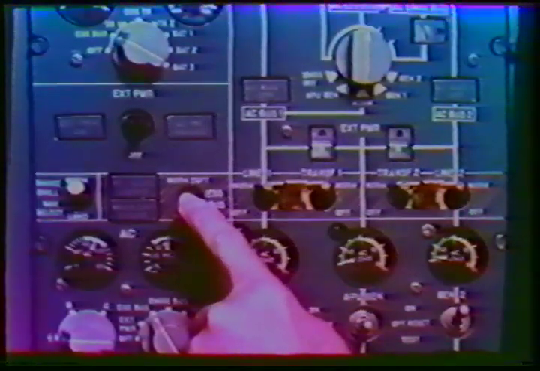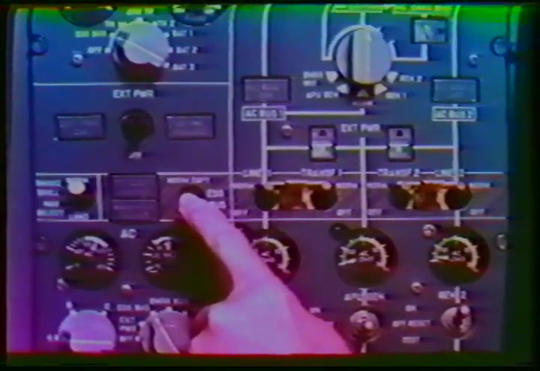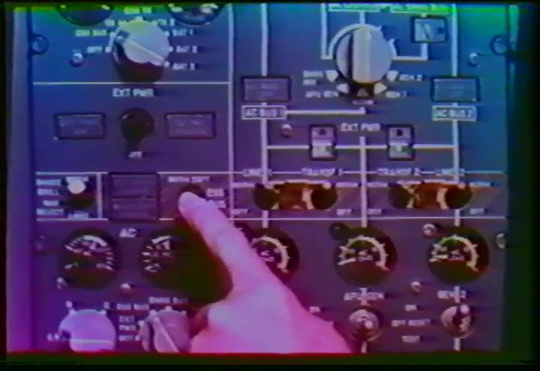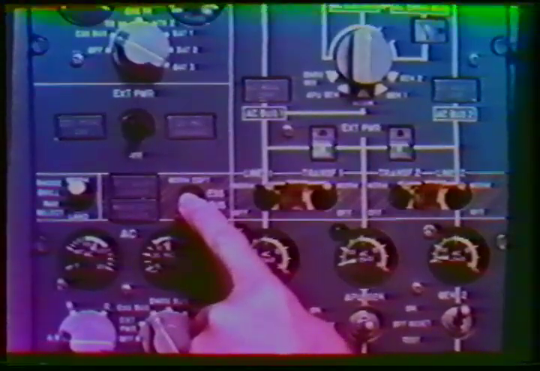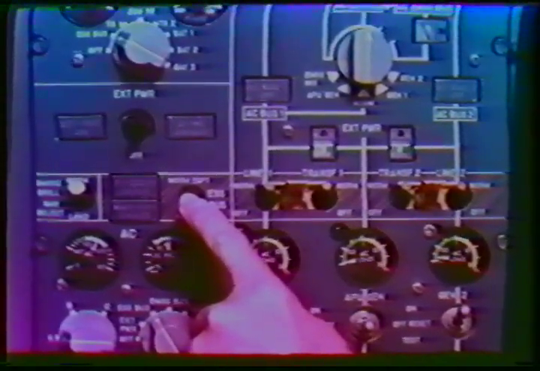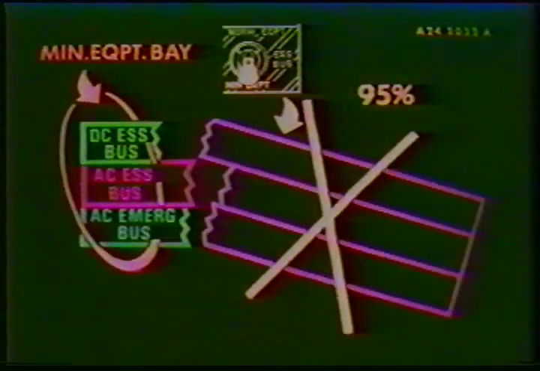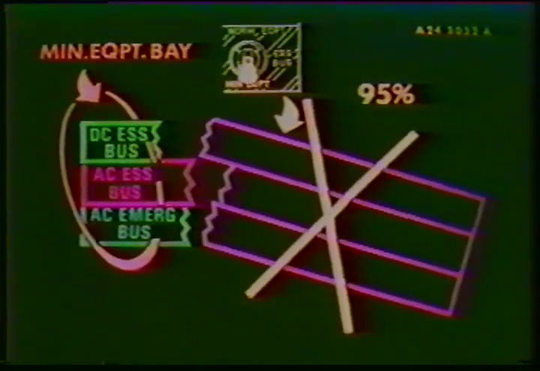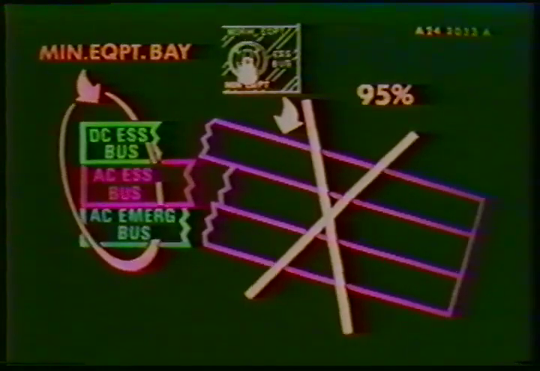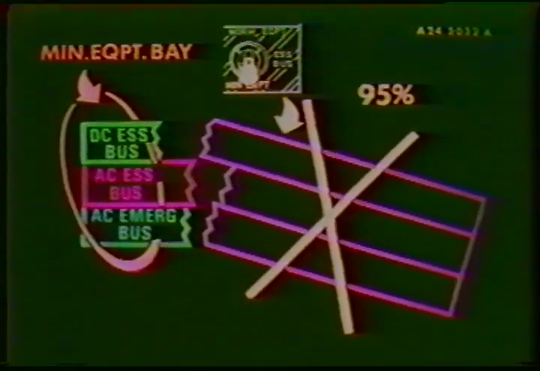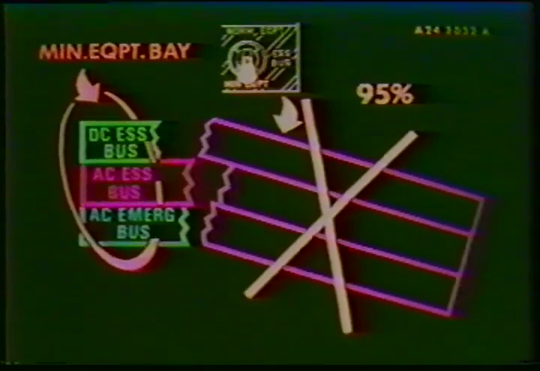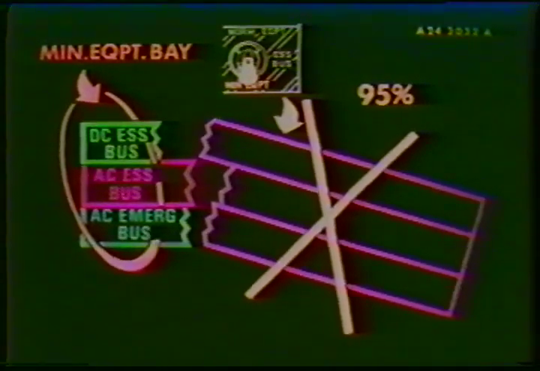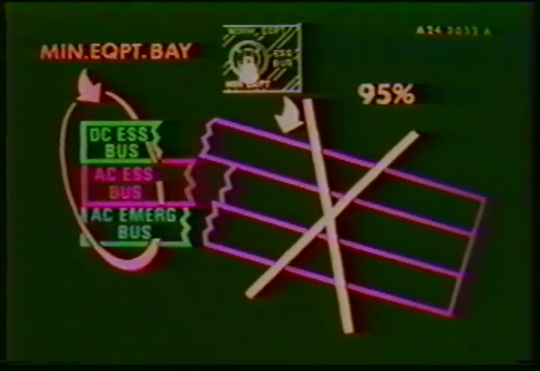Located on the electrical panel is a minimum equipment switch. When this switch is set to the minimum equipment position, only that equipment supplied by the essential AC, DC, and AC emergency buses located in the minimum equipment bay will be operative. Also, a small portion of the main bay and flight deck equipment will be operative. In other words, you will have sufficient power to aviate, navigate, and communicate safely.